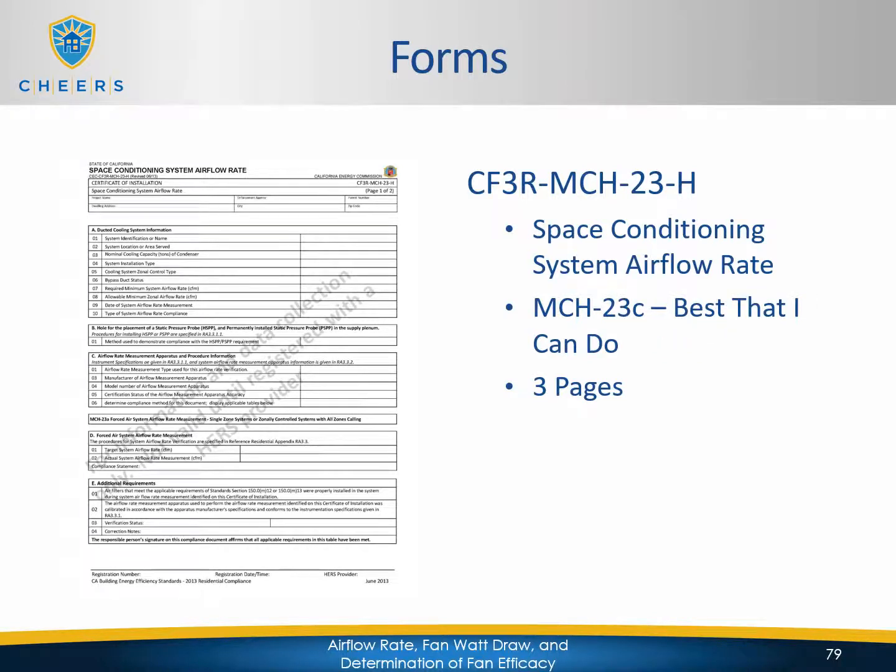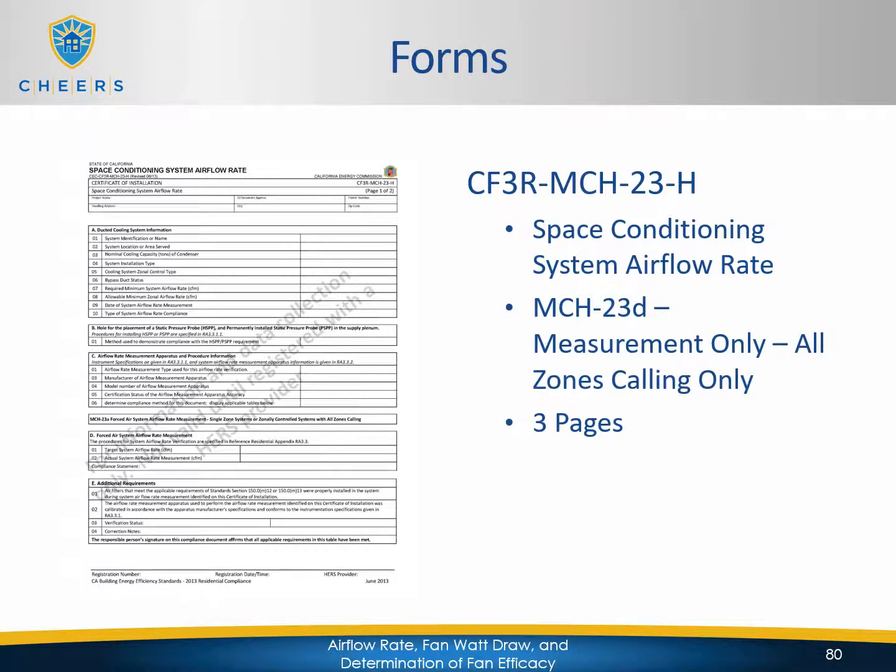The MEC-23C variant is an alterations form, and this is what we call the best that I can do. It is 3 pages, and it is for alteration systems that do not meet the minimum prescriptive airflow value. And finally, the MEC-23D is for systems that are not cooling, but you still need to measure that airflow when you have a CFI system installed. It's the all zones calling only, measurement only system, and is 3 pages.